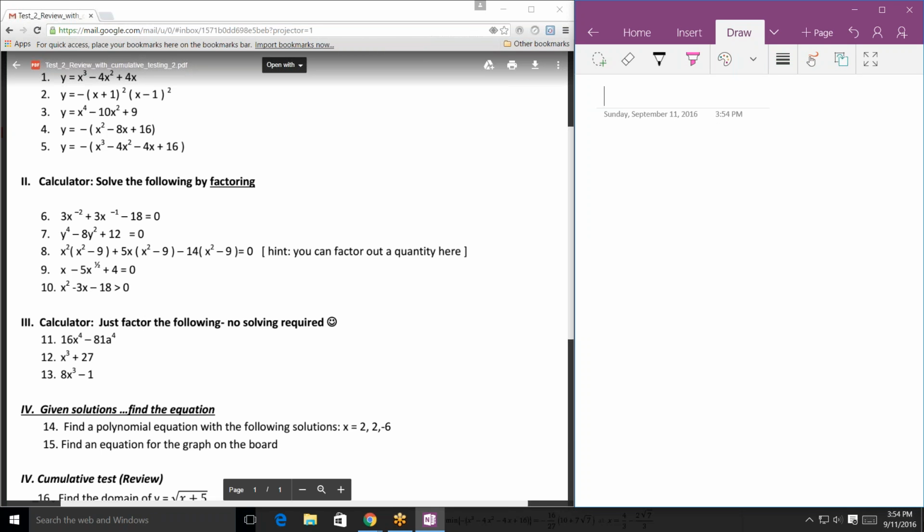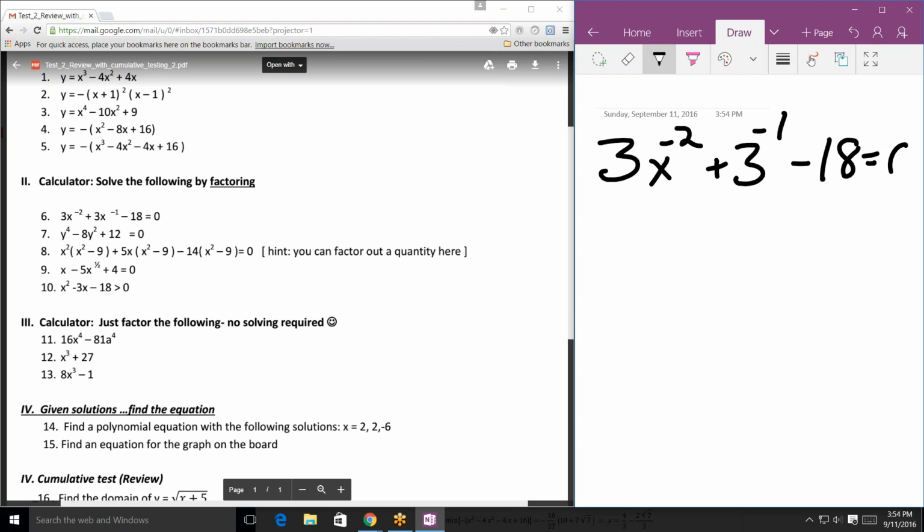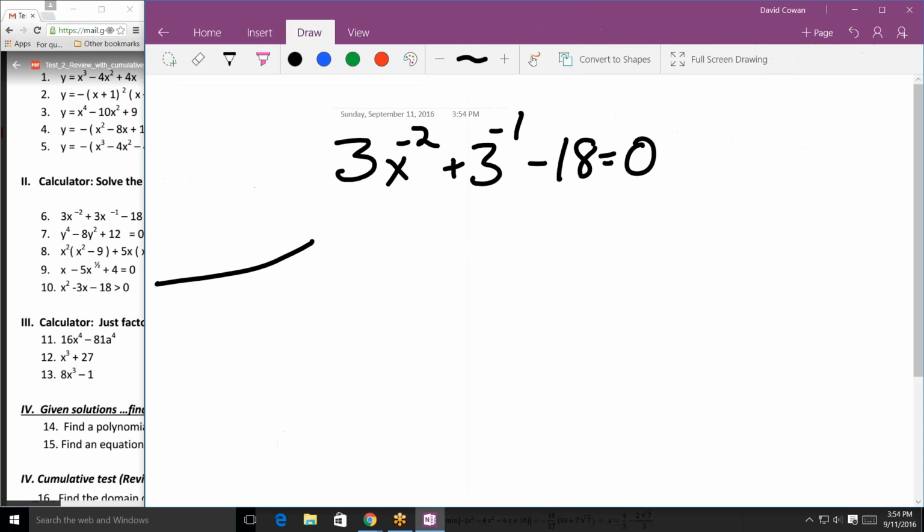Now, a couple of these, calculator, solved by factoring. Let's take a look at this first one here. This isn't that easy. Is that a quadratic in disguise? Yeah. Okay. When you see a quadratic in disguise, always think U substitution.